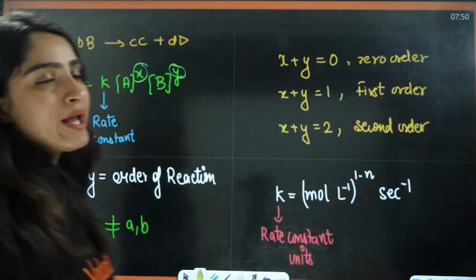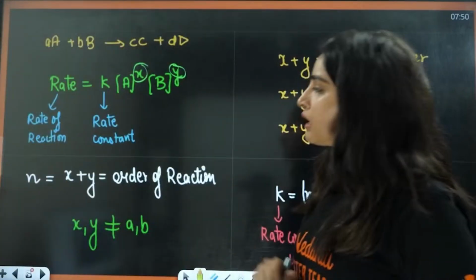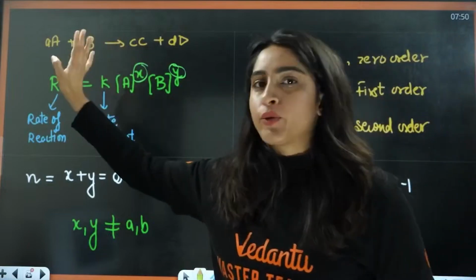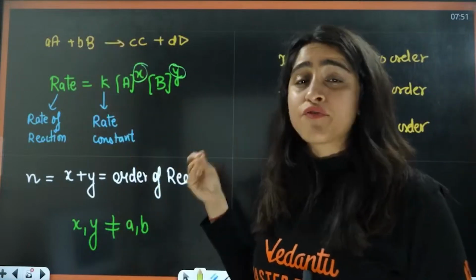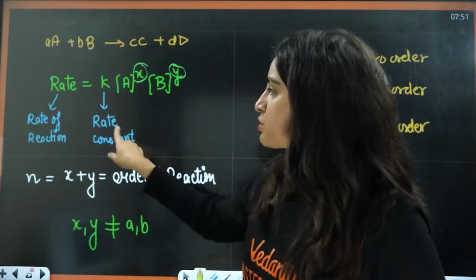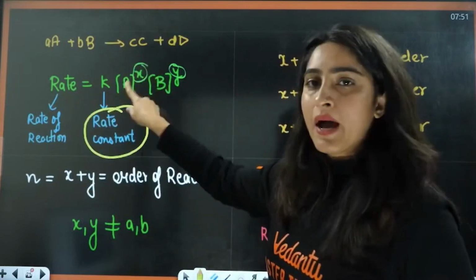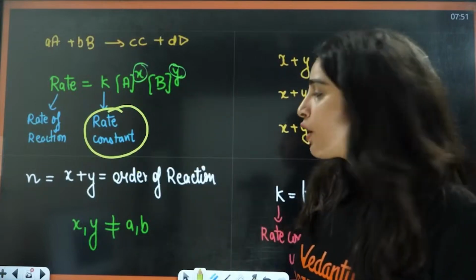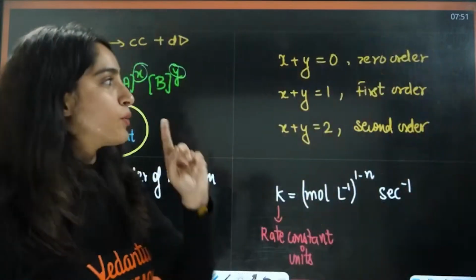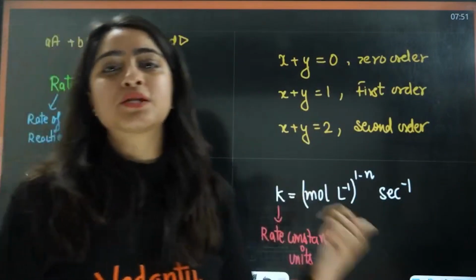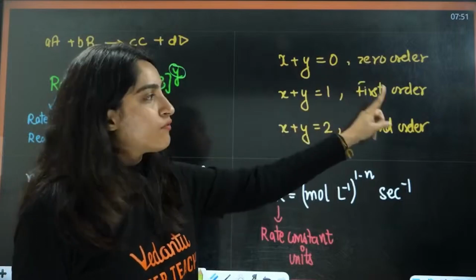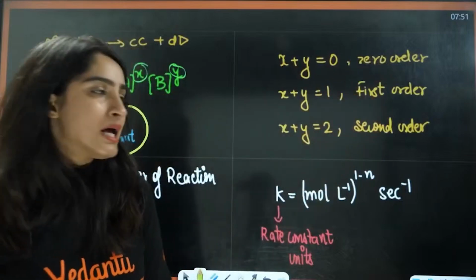Next, we have the order of reaction. The x and y are not related to the stoichiometric coefficients in the reaction; they are defined experimentally. The rate of reaction equals the rate constant times a raised to the power x times b raised to the power y. Here x plus y is not equal to a plus c, with no relation to the stoichiometric coefficients. The sum x plus y is the order of that reaction. If it equals 0, it is zero order; 1, first order; 2, second order.